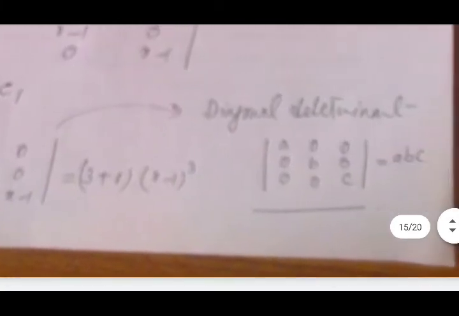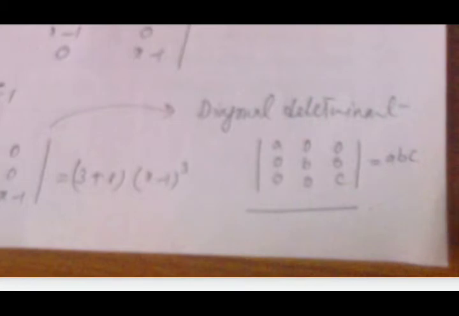When we expand it by column 1, only the first value is 1 and the remaining are 0, and when we cross out the first row and first column, this is a diagonal determinant, and we multiply the values of the diagonal. If we have a diagonal determinant, its value is equal to the product of its diagonal values, like that.